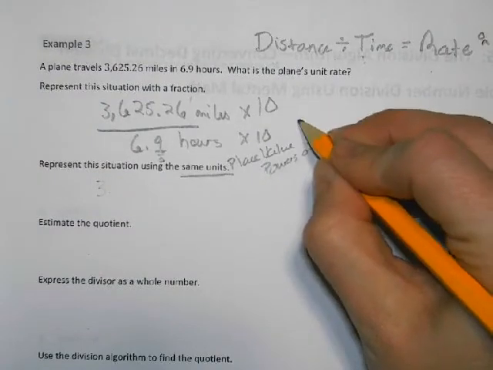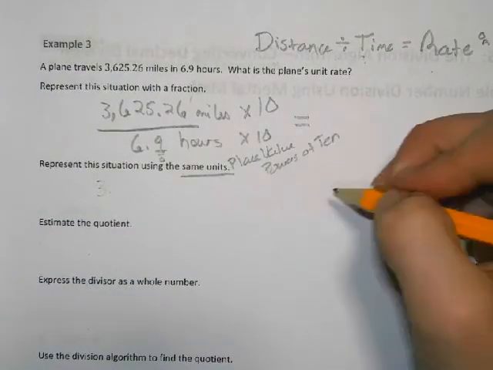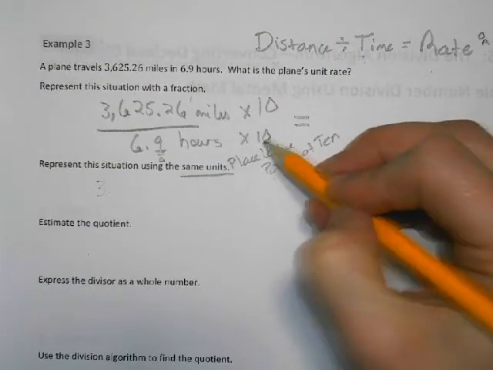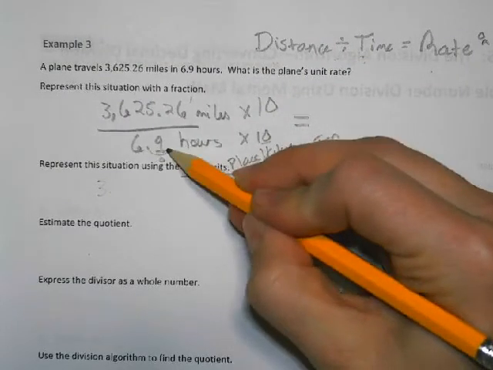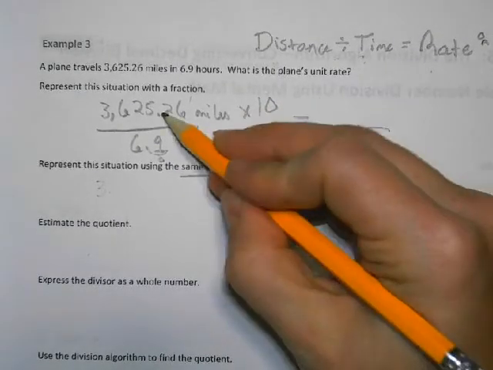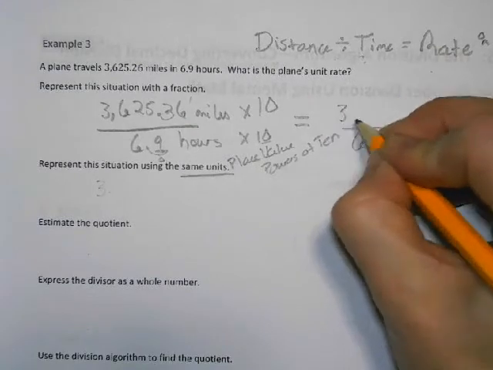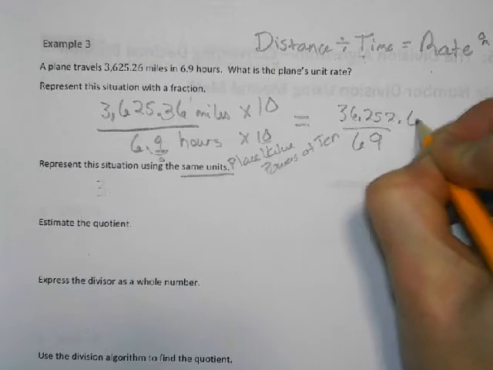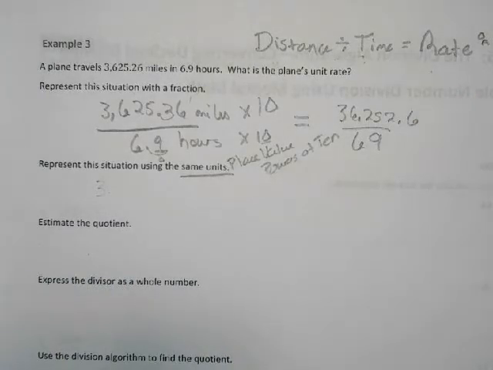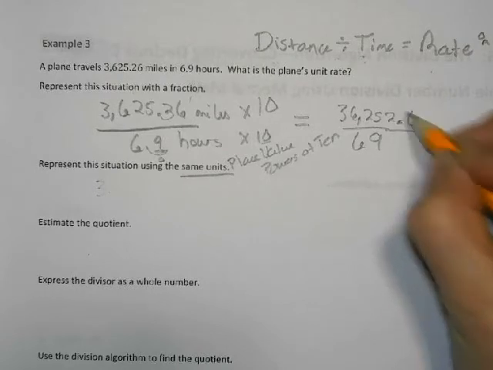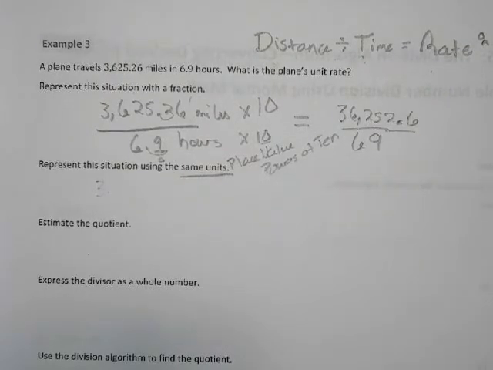And when I take them both times 10, my new equation, or my new equivalent fraction, this is 1, 0, so this moves one to the right. So my denominator becomes 69. And my numerator, when I move this twice, is 36,252 and 6/10. So as you can see, the decimal is still in the numerator, but that's okay. It only matters if the decimal is in the denominator. We can't have it there.